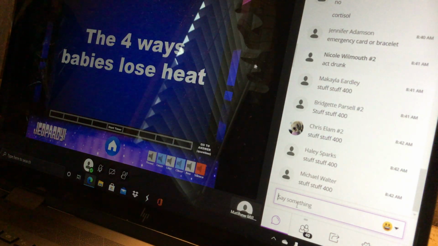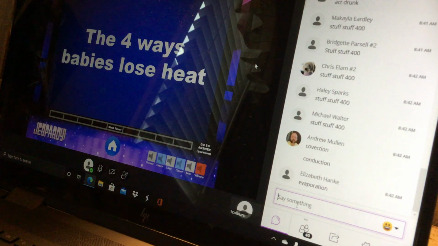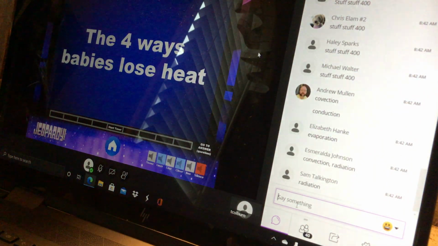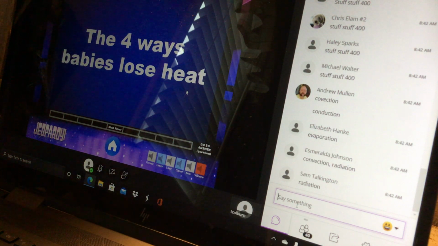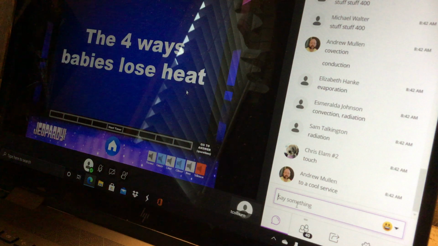The four ways that babies lose heat. Convection. That's one. Conduction, evaporation, and radiation. Good. All right, so let's talk about what they are. Conduction, with a D: how are they losing heat? Touch. It's touching something, a cold surface.